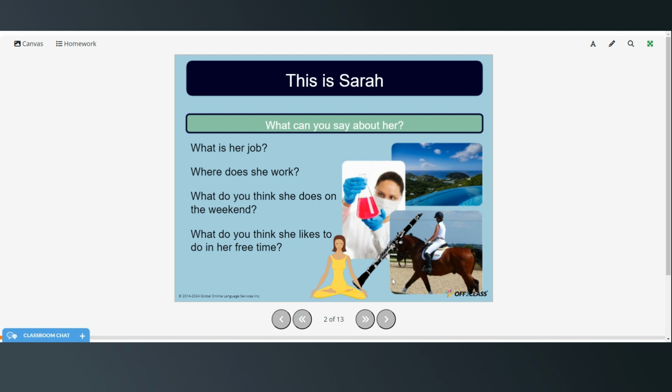Looks like maybe she rides horses, does yoga. And what do you think she likes to do in her free time? We've got a picture of a beach here, so maybe she likes to go to the beach. A clarinet, maybe she plays in some sort of band or orchestra.